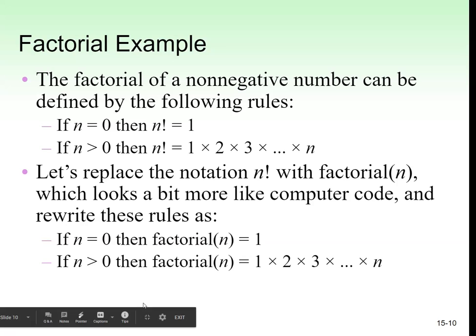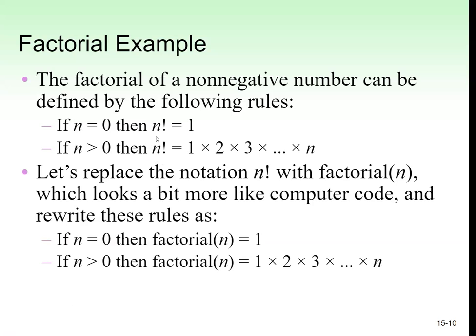Our last example looks at factorials. Factorial, if we remember from our math courses, is just the multiplication of all of the values that follow the nth number. So if we have 4 factorial, it would just be 4 times 3 times 2 times 1. Okay, so if we were to try to write this recursively, there's a few rules that we have to remember first.